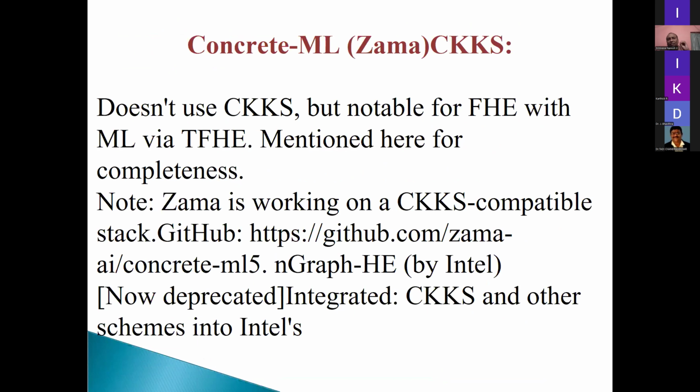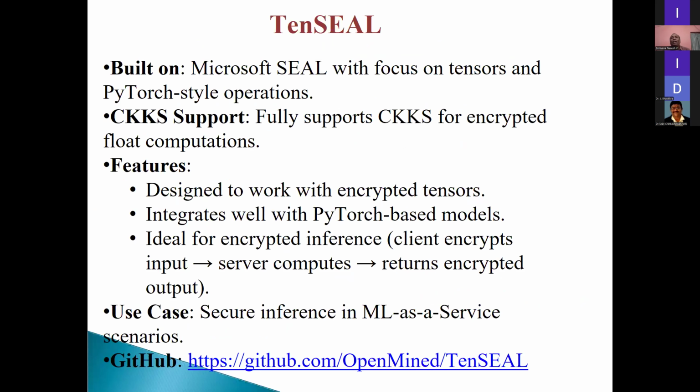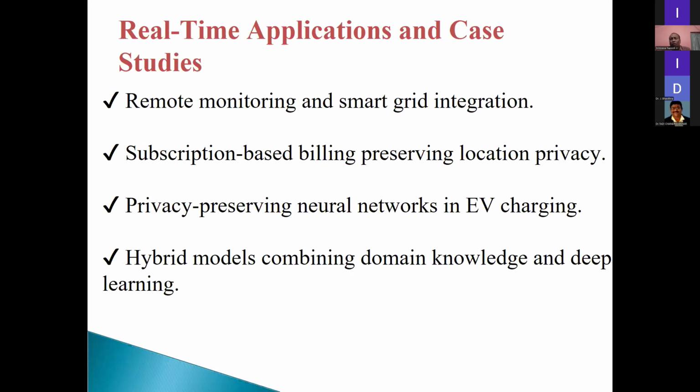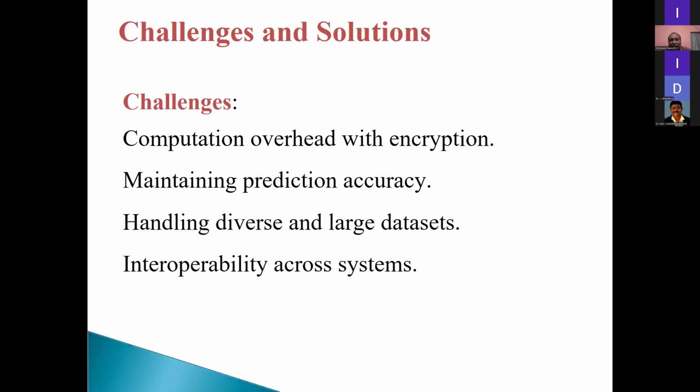CKKS is fully homomorphic encryption. You can use CKKS to encrypt. TenSEAL is built on Microsoft SEAL with a focus on tensor and PyTorch-style operations. So these are all CKKS-supporting libraries, and we can see them on GitHub. I'll send these links to you. You can easily see all those things. But building a new methodology or novel thing is very, very important here.